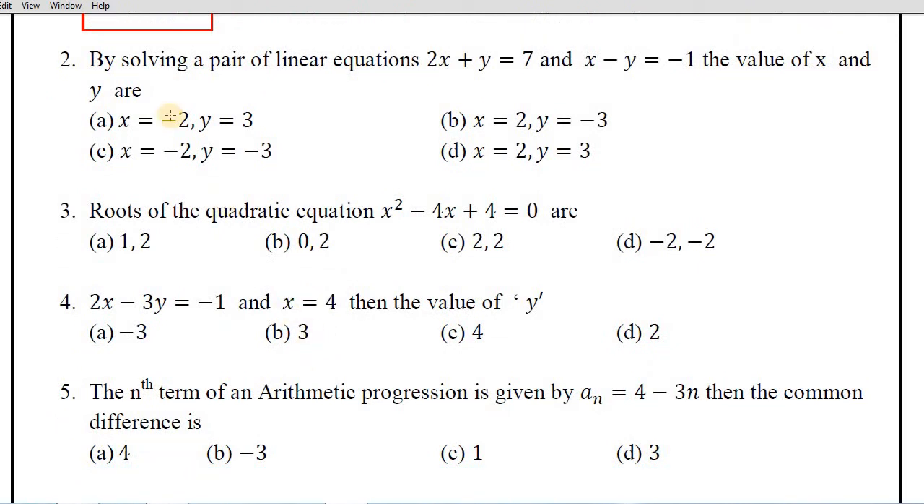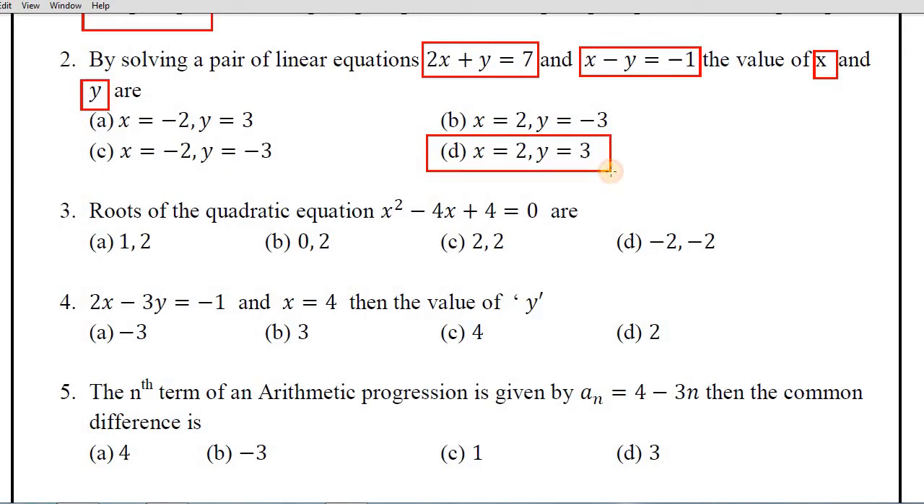Let's take another question. By solving a pair of linear equations, 2x plus y equals 7 and x minus y equals minus 1, the values of x and y are. Children, here there are two equations given and we are asked to find the values of x and y. So you have to go through the elimination method. As you follow this method, plus y and minus y get cancelled. 2x plus x is 3x and 7 minus 1 is 6. As you simplify this, we get x value is 2. When x is 2, y value has to be 3. Therefore, for this question, the right answer is option D.